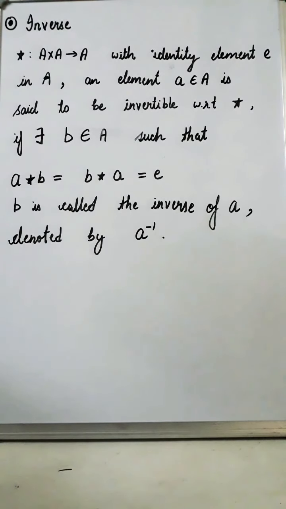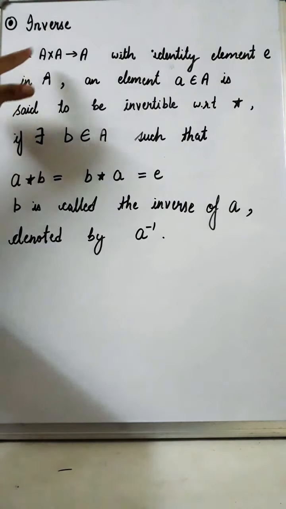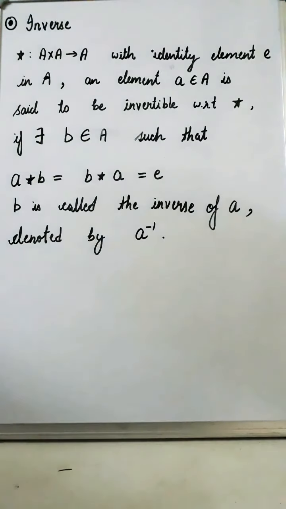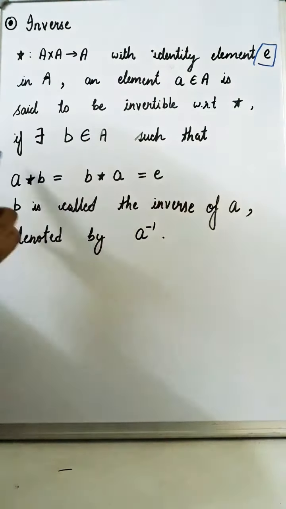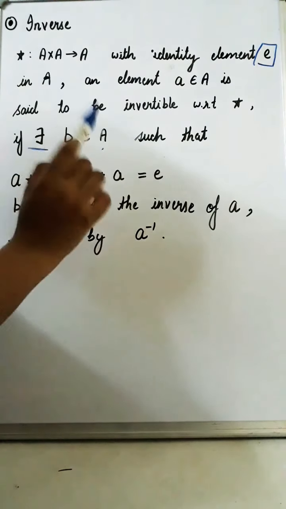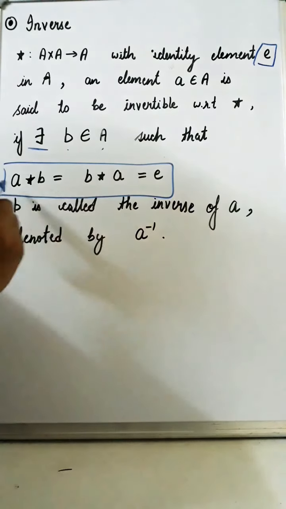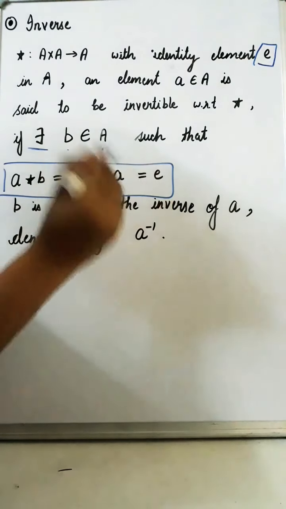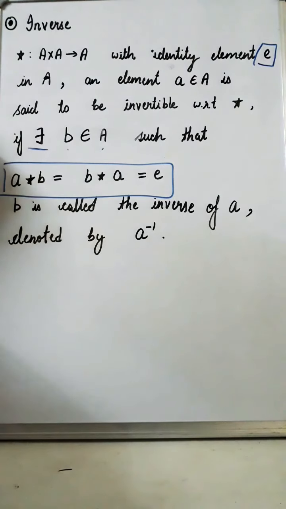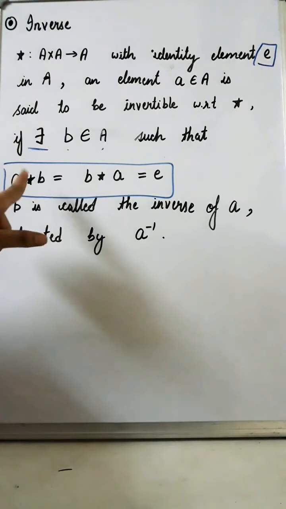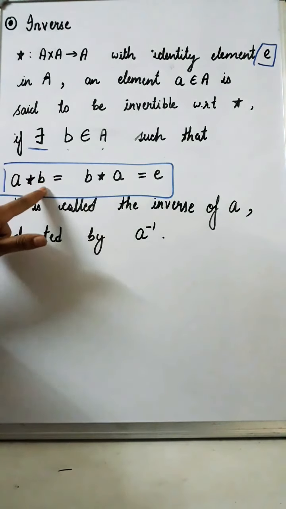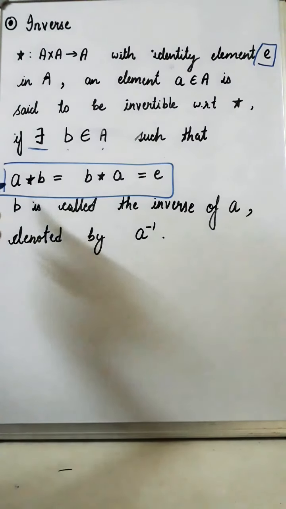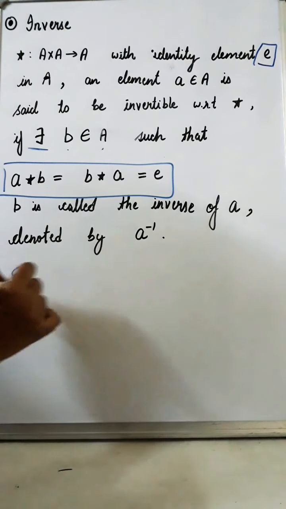Now comes the inverse of a binary operation. Star is a binary operation mapped from A cross A to A with the identity element E, meaning E is the identity of star in A. Now an element A is said to be invertible with respect to star if there exists a B belonging to A such that, this is important, A star B is equal to B star A is equal to E. Means for any A in the set, if you find any B and operate the star on them and you are able to get the identity element, then this B is the inverse of your A. B is the inverse of A and B will be denoted by A inverse.